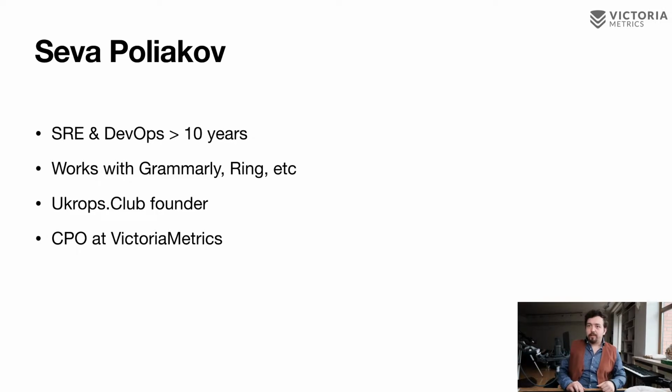So who am I? Let me introduce myself. My name is Seva Poliakov. I'm a DevOps engineer with more than 10 years of experience. I work with companies such as Grammarly, Ring, and a lot of different big companies like Amazon and others. You may know me as the VictoriaMetrics Club founder. It's a Ukrainian DevOps community. We have a Slack chat, and right now it's more than 3,000 members, so you can join us.